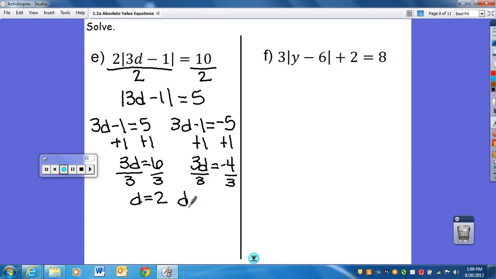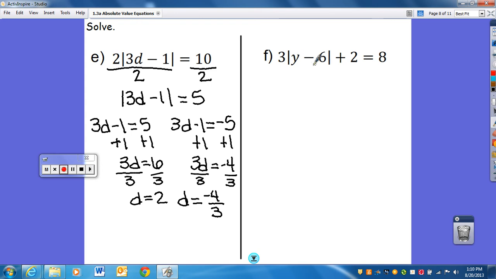Now I can leave this as negative 4/3. I can change it to a mixed number, which would be negative 1 1/3. And in this case, if you do want it to be a decimal, I would prefer that we write it correctly as negative 1.3 repeating.